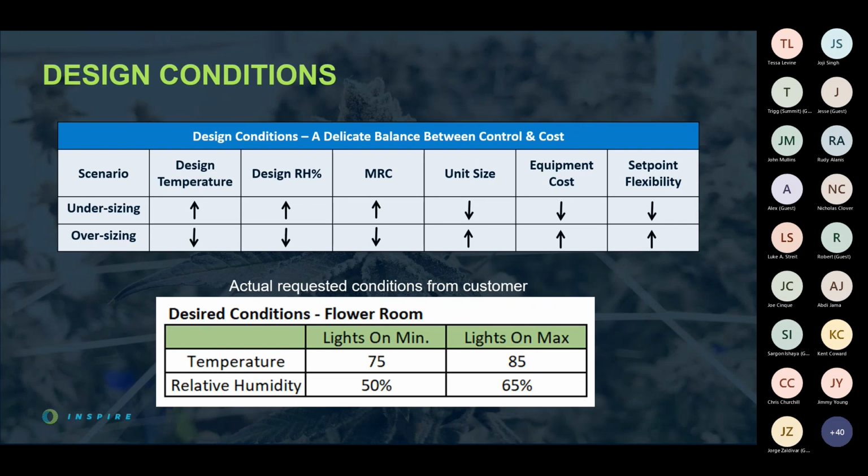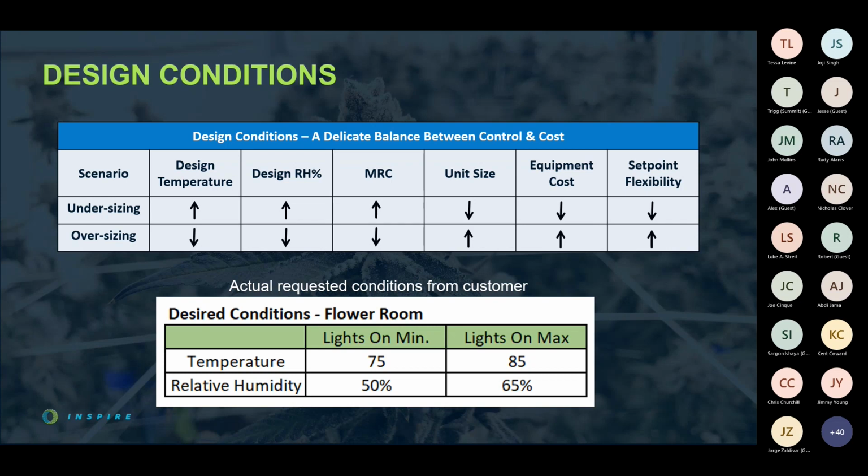Lower those design conditions, lower the moisture removal capacity of equipment gets, bigger the unit, and the connected electrical, structural support required, the costs, but you get some greater set point flexibility. So you have to find a very good middle ground to balance these things. You can have the most accurate load calcs in the world, but with the wrong design conditions, you really run the risk of increasing the CapEx and OpEx for your project or undersizing the system, resulting in poor plant health and yields that are really hard to overcome once the systems are installed, and require a much higher labor cost to manage.